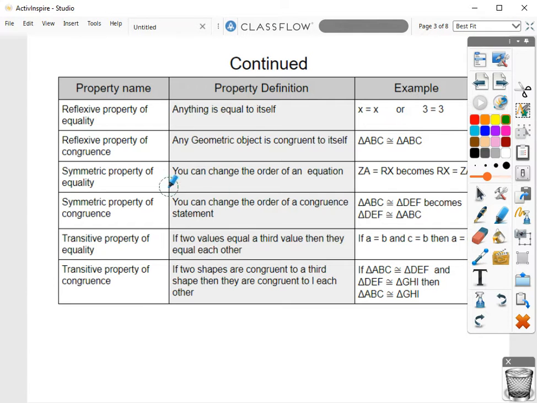We're going to see that some of these things are grouped together. Like I see reflexive and reflexive. I see symmetric and symmetric. And not just that, but I see transitive and transitive. Those mean the same thing. The question is, what is the symbol that is being used?